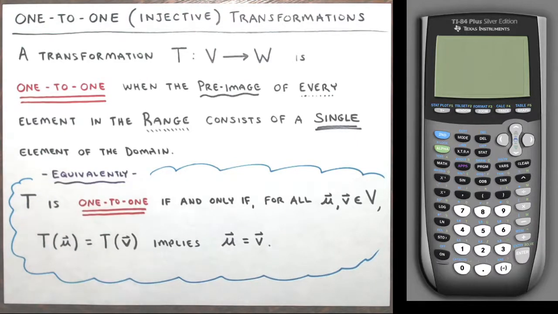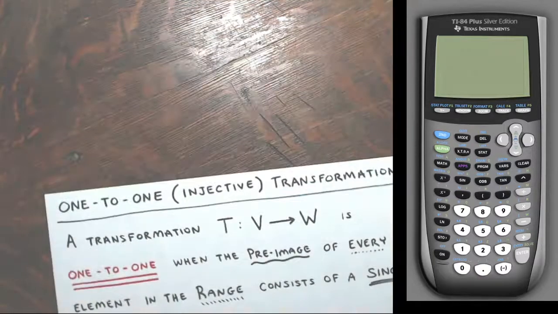Because if you find, and this is a way that you show a transformation is not one-to-one, if you find two different inputs, two different elements of the domain that map to the same element of the range, the same output, then it's not one-to-one. That cannot happen in a one-to-one transformation. So I'm going to keep this in mind here. I'll bring this back in the examples coming up.